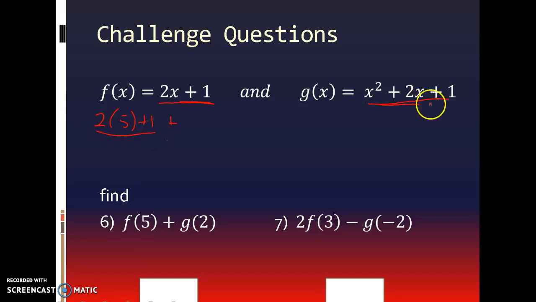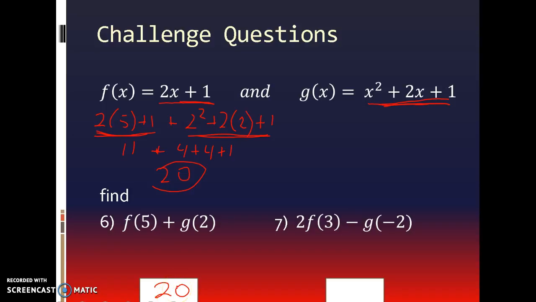Well, g of 2 is going to be this function, but instead of x squared, it's going to be 2 squared plus 2 times 2 plus 1. So we have this entire expression. This is f of 5 and this here is g of 2. So f of 5, 2 times 5 is 10, plus 1, this is 11, plus over here we've got 2 squared, which is 4, plus 2 times 2 is another 4, plus 1. So we have 11 plus 4 plus 4 plus 1. Well, 11 plus 4 is 15, plus 4 is 19, plus 1, that is 20.